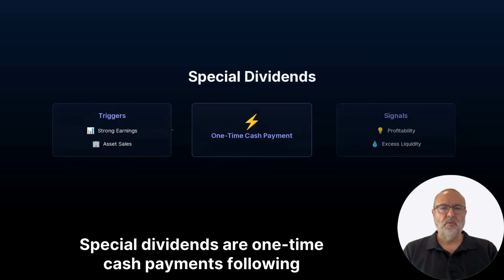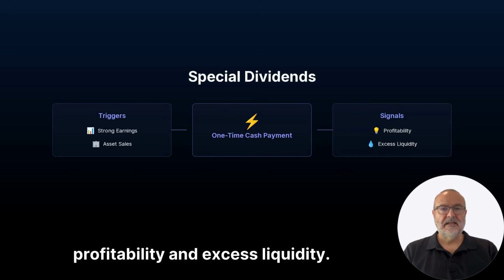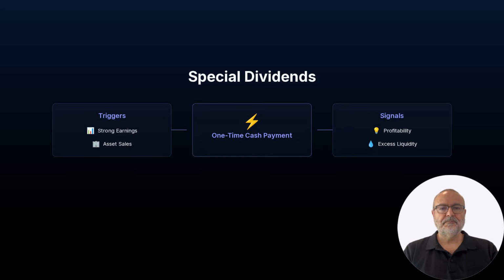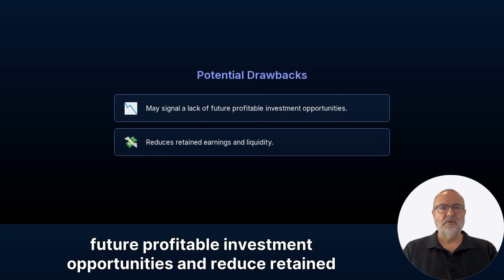Special dividends are one-time cash payments following unusually strong earnings or asset sales, signaling profitability and excess liquidity. However, they may signal a lack of future profitable investment opportunities and reduce retained earnings.